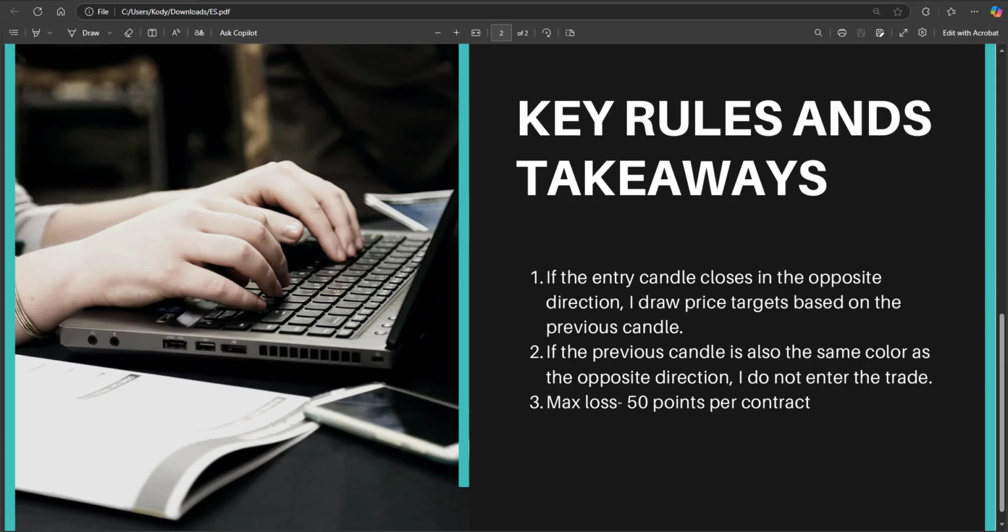So I wanted to start off with the key rules and takeaways on here. If you notice, number 1 and number 2 are the exact same. The only difference is going to be the max loss at number 3 of 50 points per contract. Of course, on a point system, NQ moves a lot more. That's why there was a wider max loss for those contracts. So let's jump into the trades.